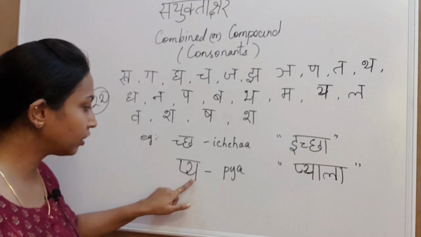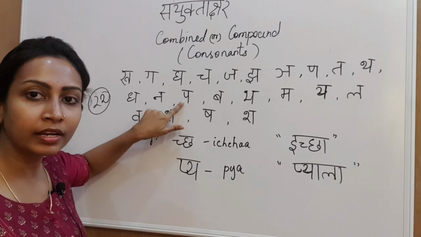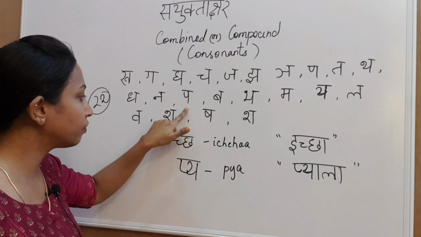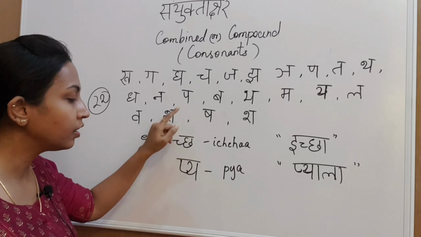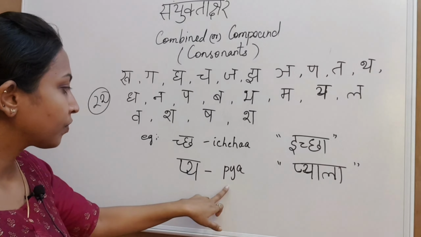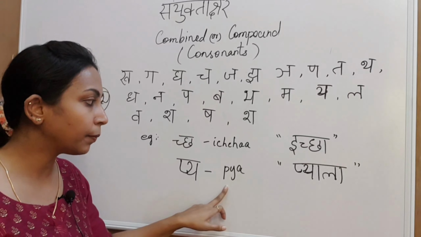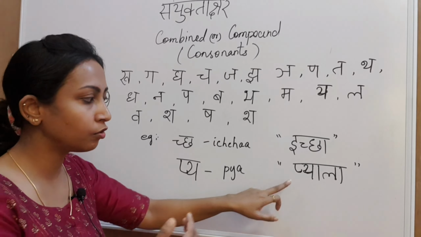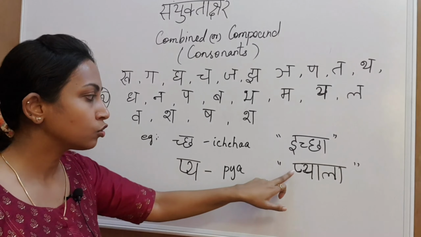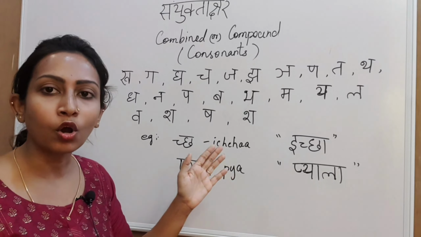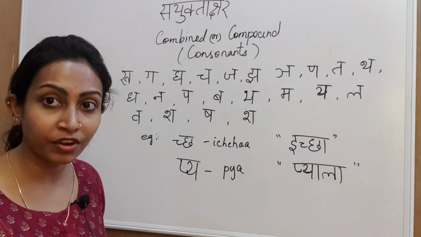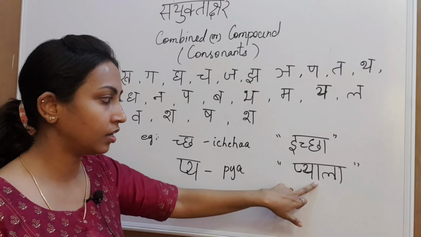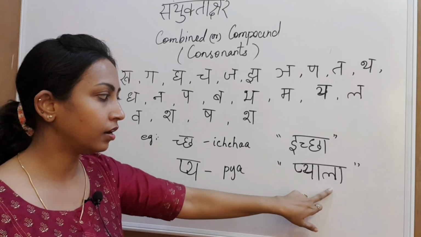When pa is joined with ya, pa has a vertical line on the right side of the letter. When this letter joins with ya, the vertical line is cut off and you get the pronunciation pya: ip, ya, pya. When the half letter comes in front of any consonant, you have to pronounce the half letter and the consonant together.